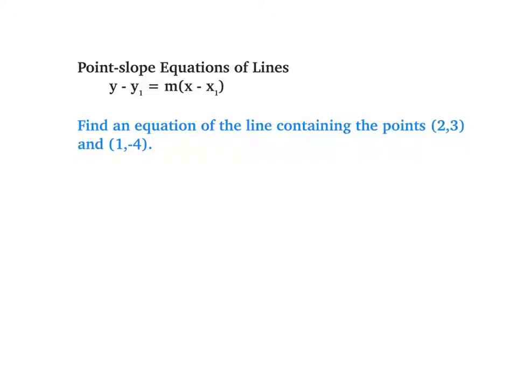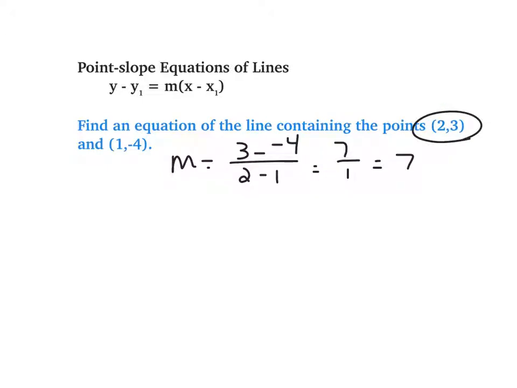Now, you need a point and the slope. So I'm going to find the slope first. Remember, it's y minus y over x minus x. So my slope there is going to be 7 over 1, which is just 7. Now, it's your pick which point you want to use. Doesn't matter. I'm going to pick this one just because they're both positive, I guess. That's my only reasoning there. So I'm going to do y minus the y coordinate equals the slope times x minus the x coordinate.